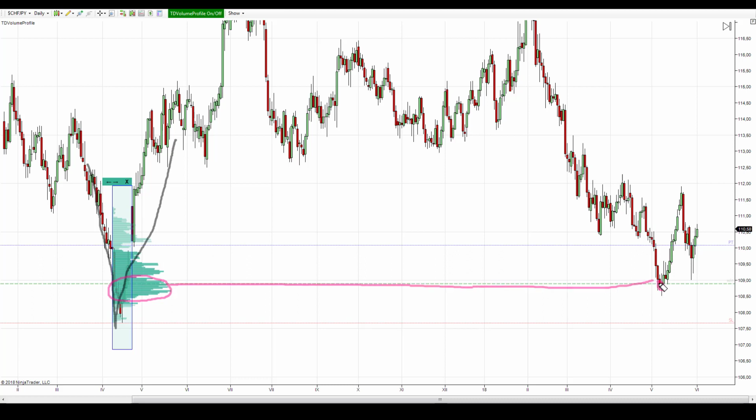I went long from the place where the volumes were the heaviest, basically. Very nice reaction, very spot on reaction. Even though the level was 14 months old, the market reacted to the level very nicely. So there was another winner on the Swiss franc Japanese yen.